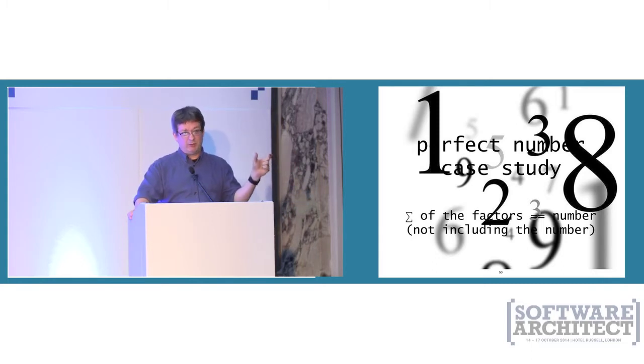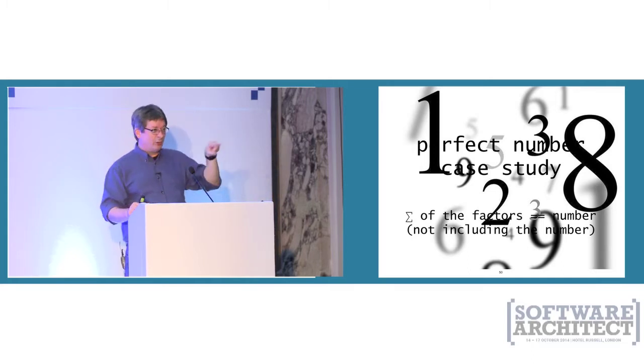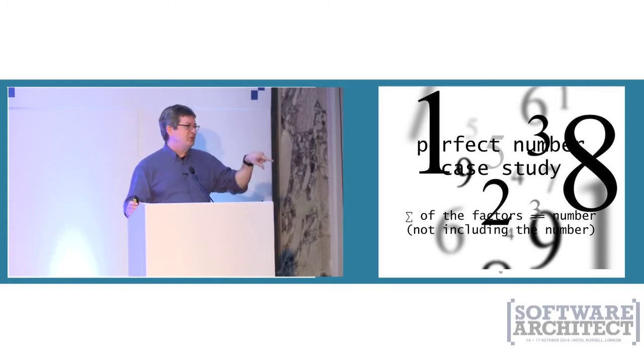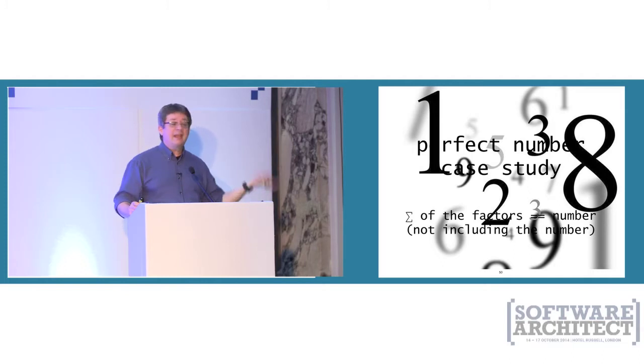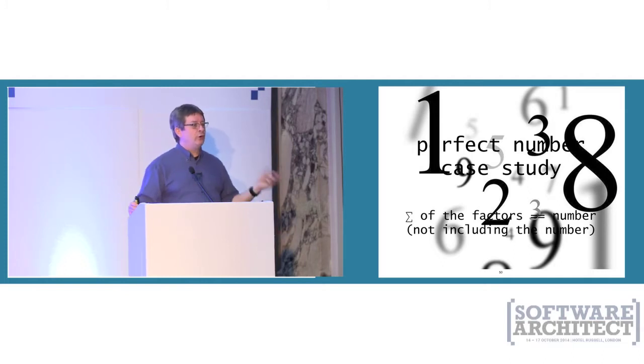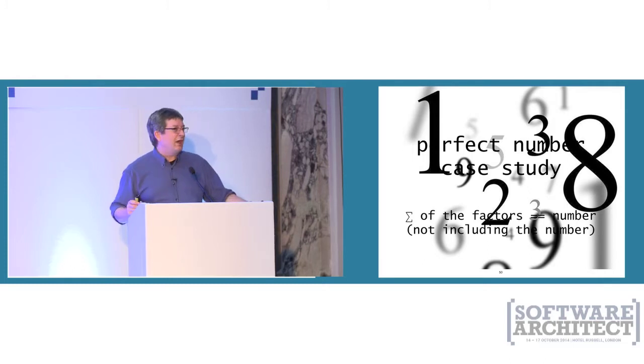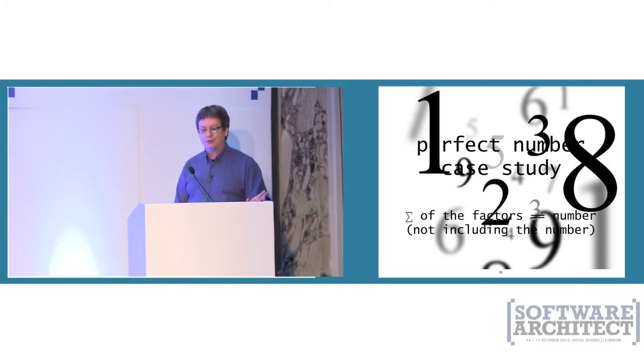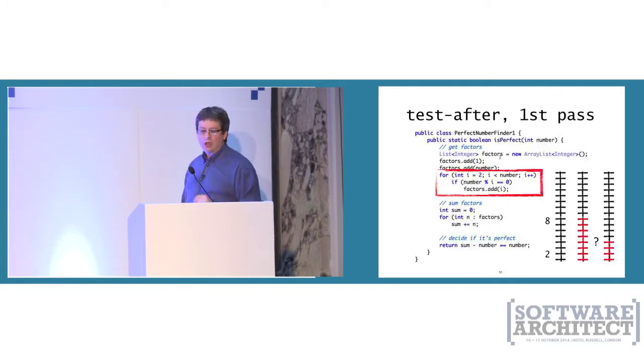6 is a perfect number because its factors are 1, 2, and 3. If you add 1 plus 2 plus 3, it equals 6. 28 is also a perfect number, if somebody wants to do the factors and figure that out. So is 496, and so is 8,128. I've done this talk a few times. There's also a 35 million number that I don't remember. So those are perfect numbers. It's the sum of the factors of a number, not including the number itself. So I want to write some code to determine that.